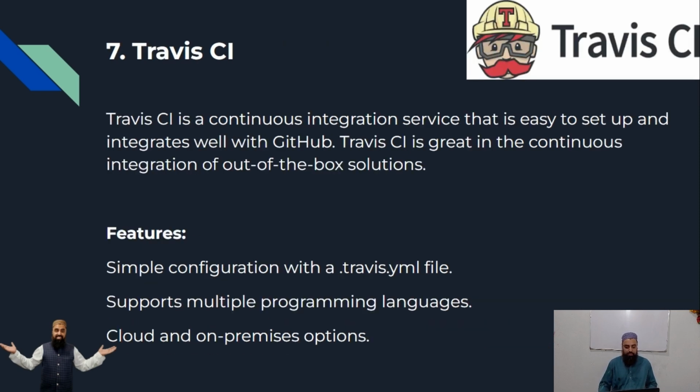Travis CI, number 7. Travis CI is a continuous integration service which is easy to set up and integrates well with GitHub. Travis CI is great as an out-of-the-box continuous integration solution. There are a number of features in Travis CI, like the .travis.yml file to write your CI/CD pipelines, and it supports multiple programming languages, and we have both cloud and on-premises options for our CI/CD pipelines.